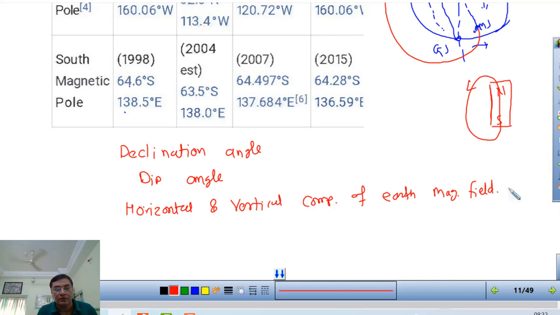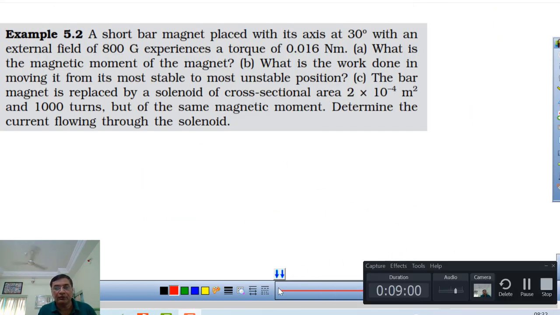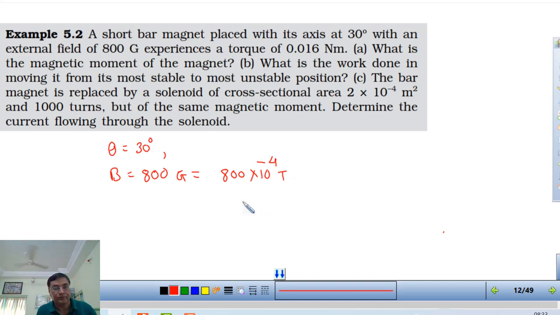Okay, so we have still some time, so we finish a few problems. A short bar magnet is placed with its axis at 30 degree with an external magnetic field. So theta is equal to 30 degree. Magnetic field is 800 Gauss. We convert into Tesla: 800 into 10 raised to -4 Tesla. It experiences a torque equal to 0.016 Newton meter, or you can say joule. Then what is the magnetic moment?